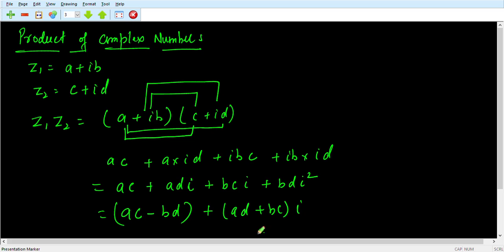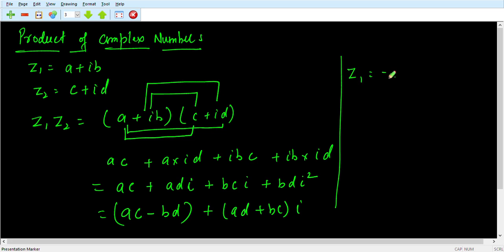So you can derive this value easily on your own. No need to learn this formula by heart. Let us suppose, for an example, I have two different complex numbers.